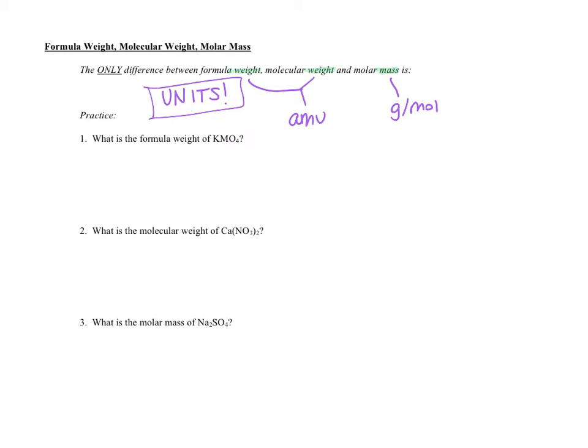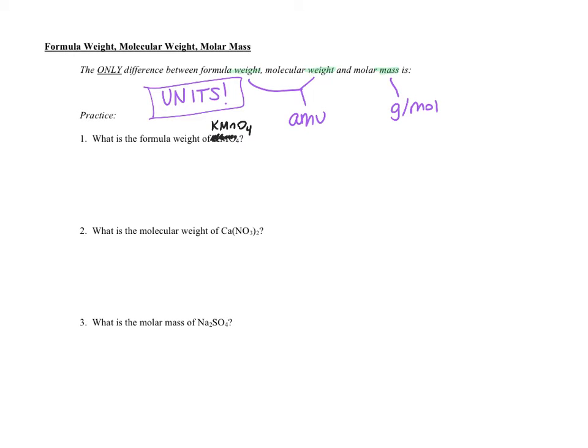The way you calculate either formula weight, molecular weight, or molar mass is you take all of the elements that exist in the compound and you multiply by any subscript. So first we have to fix this real quick. This formula, go ahead and fix it on your worksheet, should be KMnO4. We were missing a little bit of an N there. So go ahead and fix that.